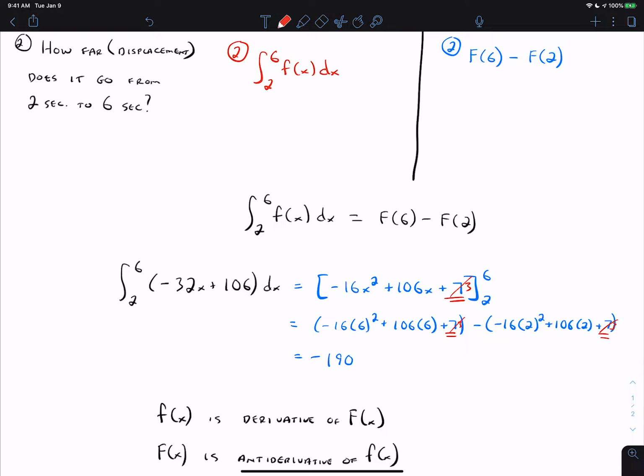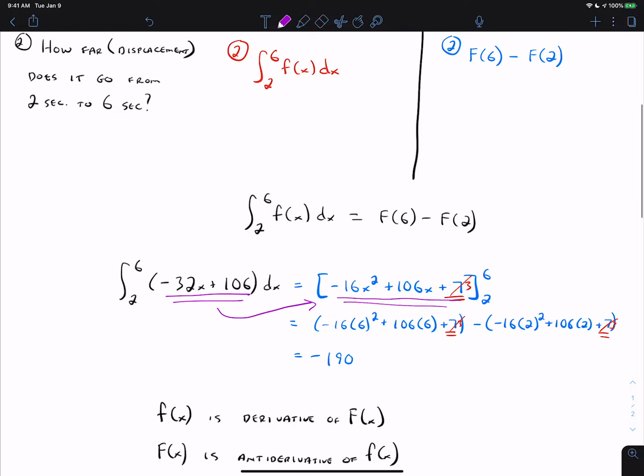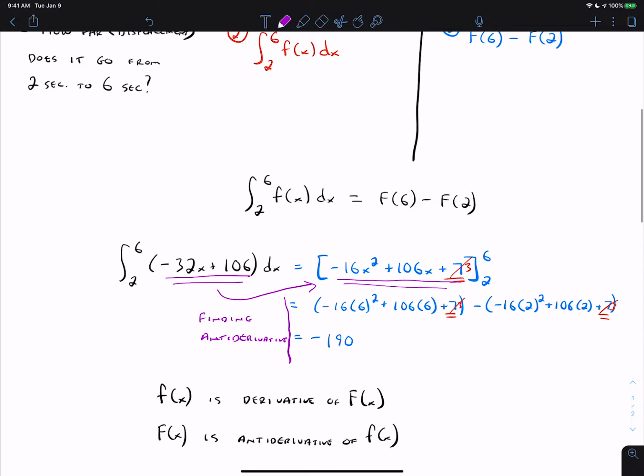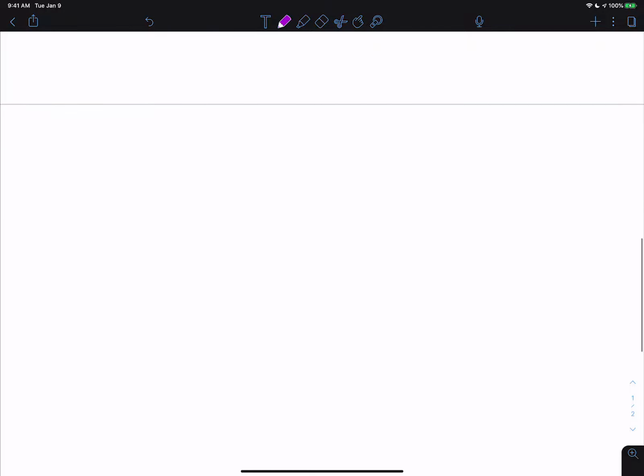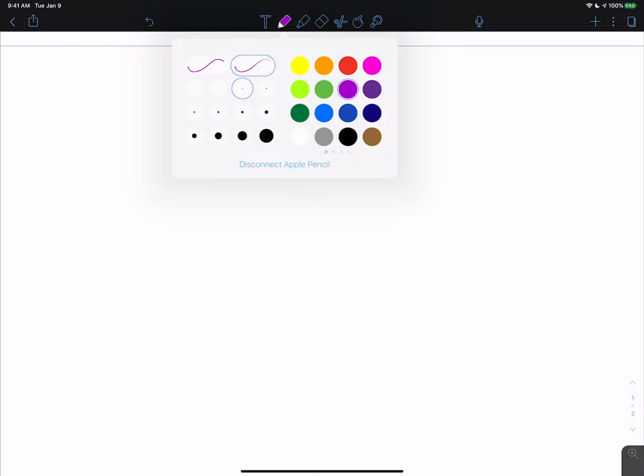Okay, so the other thing I want to talk about is how do we go then from this function negative 32x plus 106 to this function negative 16x squared plus 106x plus 7, or plus 73. And so that's the process of finding an antiderivative. That's the first big topic in this course, is how to find antiderivatives. You've done some of that in Calc 1. But we're going to do a lot more detail of that in Calc 2.